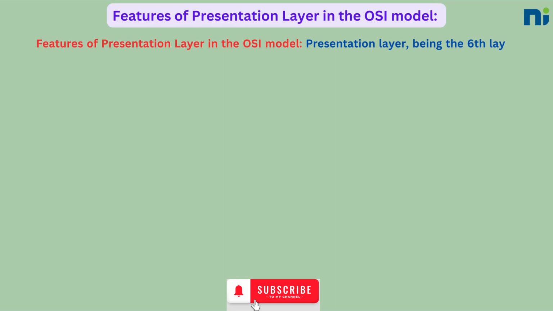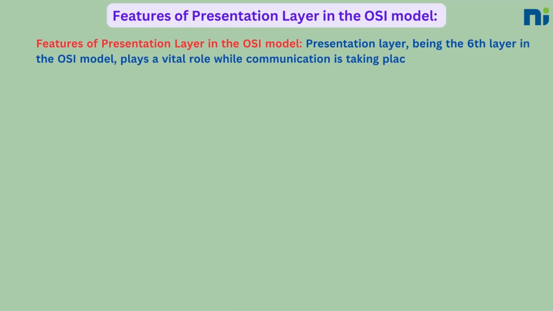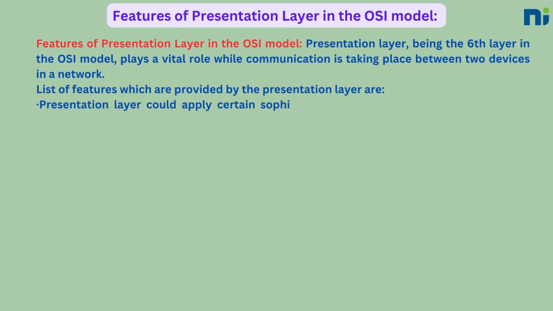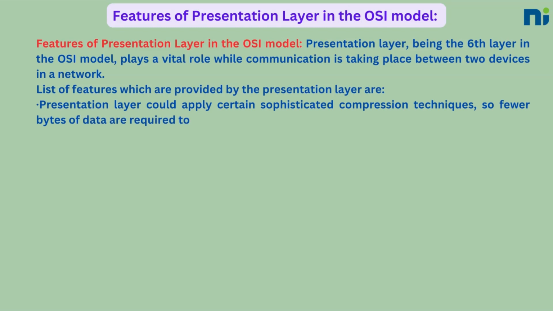Features of presentation layer in the OSI model. Presentation layer, being the sixth layer in the OSI model, plays a vital role while communication is taking place between two devices in a network. List of features which are provided by the presentation layer are: presentation layer could apply certain sophisticated compression techniques, so fewer bytes of data are required to represent the information when it is sent over the network.